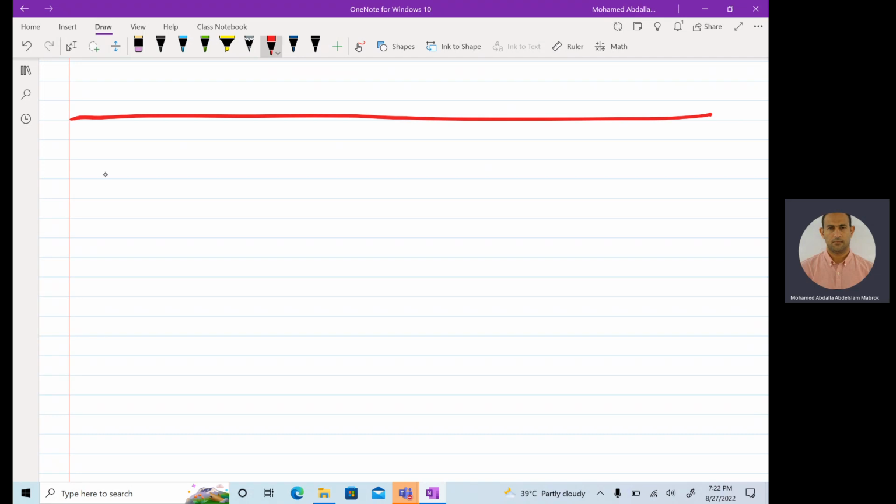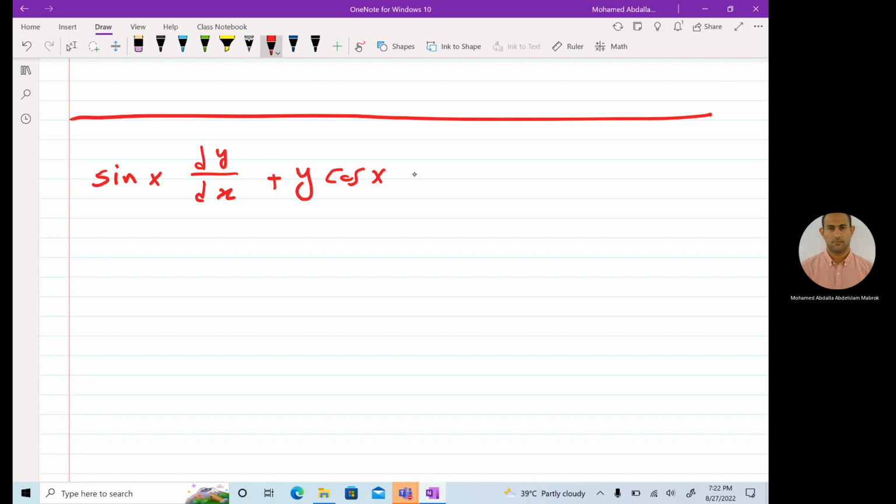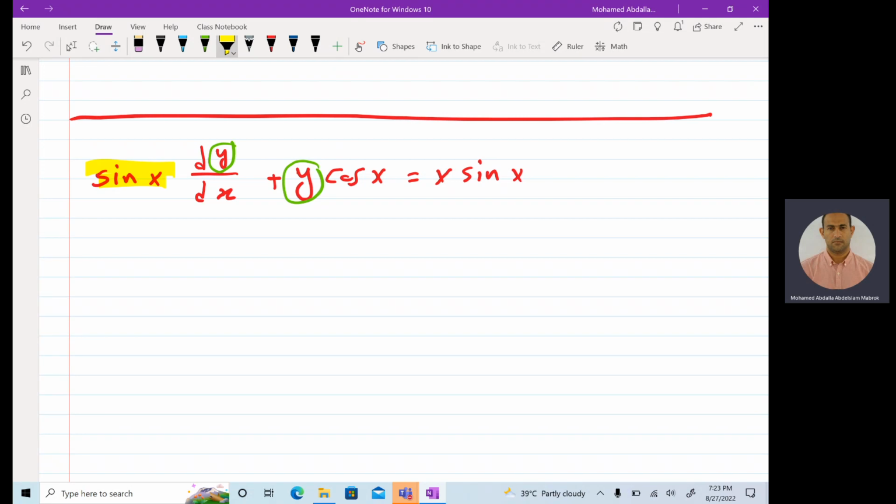So here we have sine x dy by dx plus y cosine x equals x sine x. The best thing in studying these problems is to just try to solve them yourself and then compare the answer. Well, this looks like a linear differential equation. It just has one y here, one y here. But the problem is that this sine x here, we need to get rid of this.